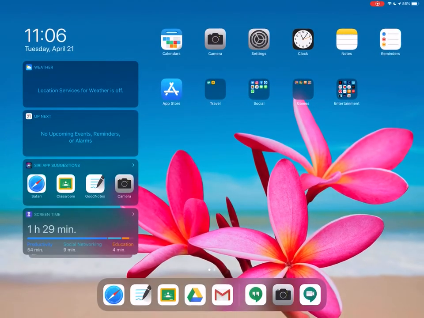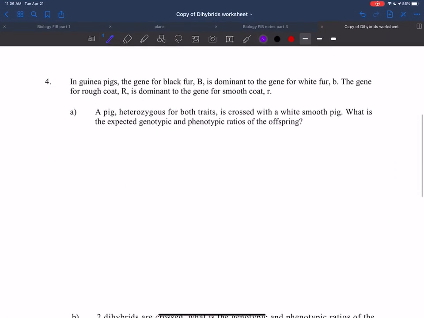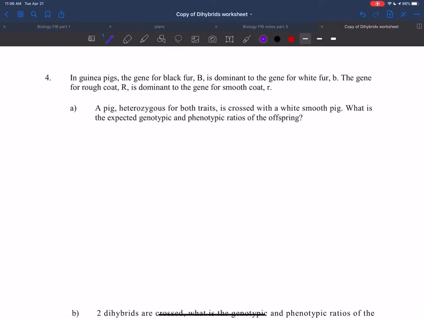Whoops, wrong one. In guinea pigs, the gene for black fur is dominant to the gene for white fur. So I have a pig that is heterozygous for both traits, crossed with a white smooth pig. What are the genotype and phenotype ratios of the offspring? So again, I have to look at the gametes. This individual can have big B, big R, big B, little r, little b, big R, little b, little r. This individual, the only gametes that it can give is a little b, little r.